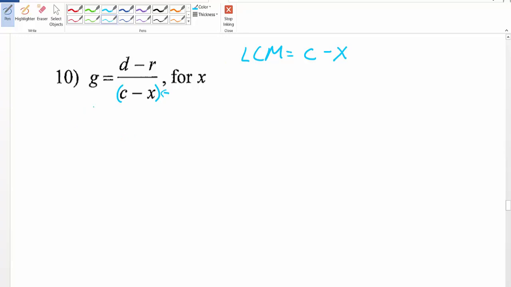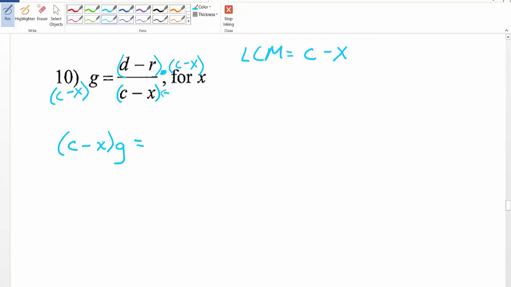Now, when we go ahead and multiply both sides by the least common multiple, we have our c minus x that we're multiplying on the left side. We're also doing that for the right side. Again, these are being multiplied. Now, on the left side, we'll go ahead and just leave it the way it is. So we just have our c minus x times g equals.